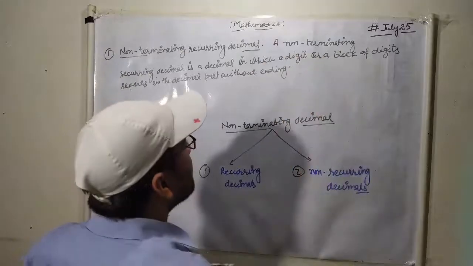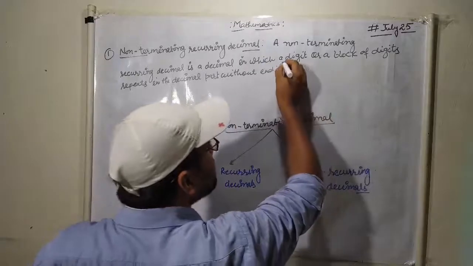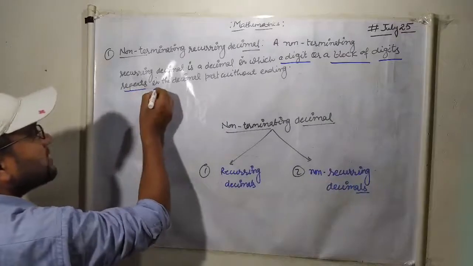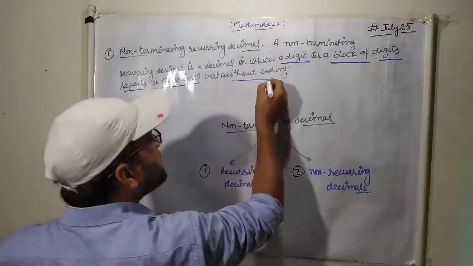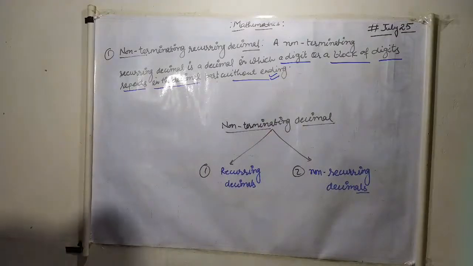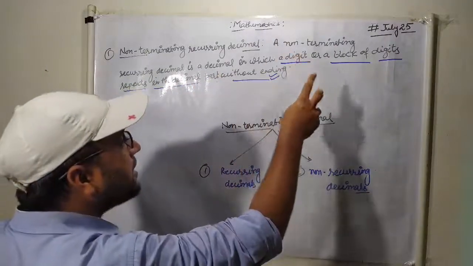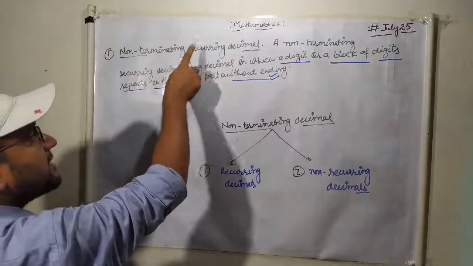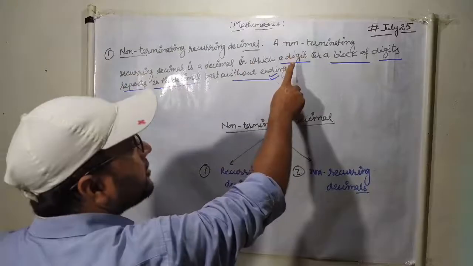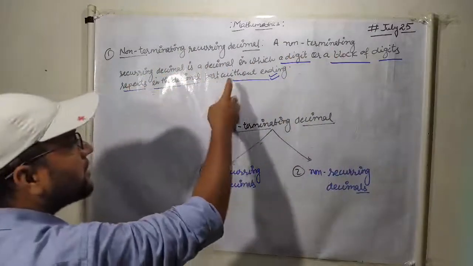A non-terminating recurring decimal is a decimal in which a digit or a block of digits repeats in the decimal part without ending. This is very important. Without ending, a digit or a block of digits repeats in the decimal part without ending.